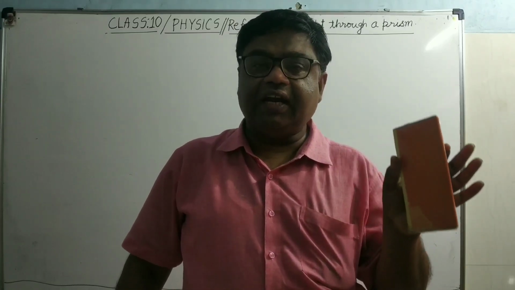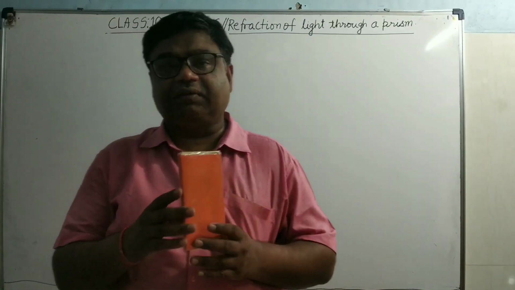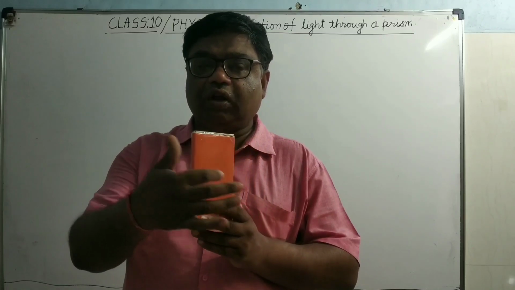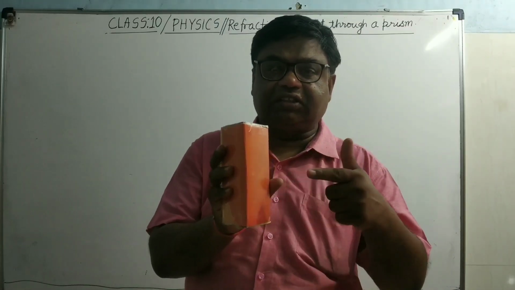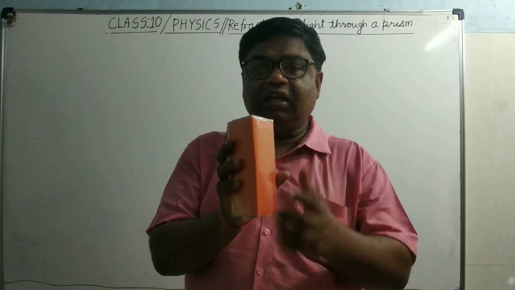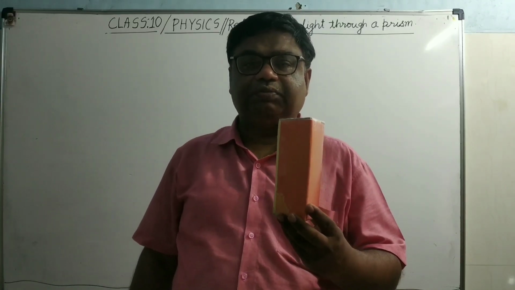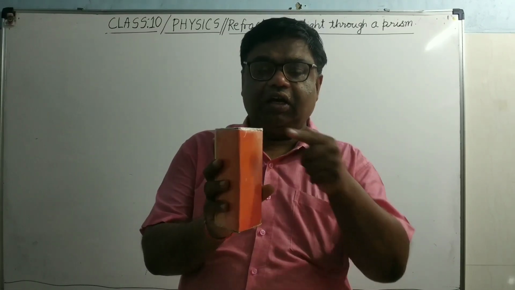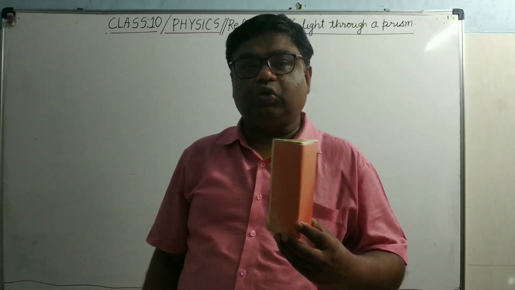Rectangular faces act as the refracting surfaces. What does that mean? At a time, two rectangular faces work as the refracting faces. Suppose light enters the prism from this face, then it will come out from this face. So one refracting face is this, where light goes from air to glass, and the other is this, where light comes out from glass to air.